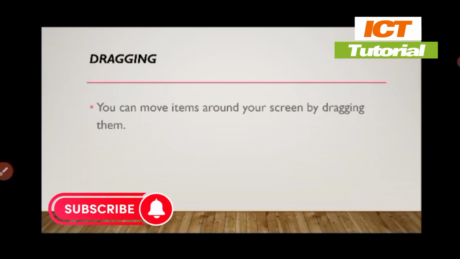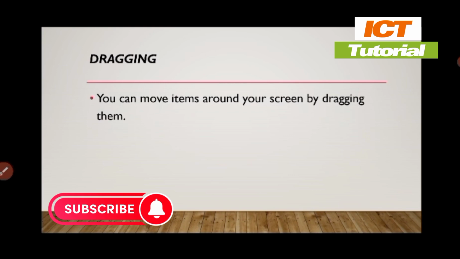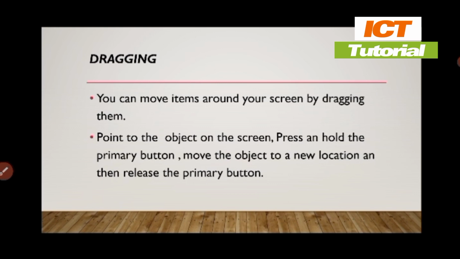So dragging, what do you mean by dragging? You can move items around your screen by dragging them. So on dragging, point to the object on the screen, press and hold the primary button, move the object to a new location, and then release the primary button. That's what we mean by dragging.